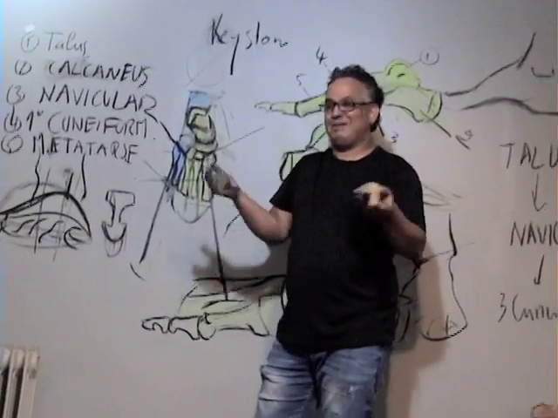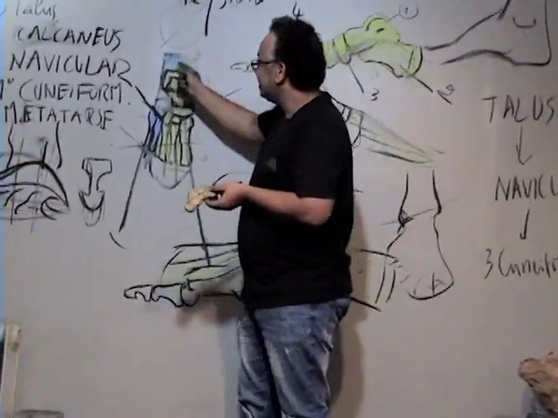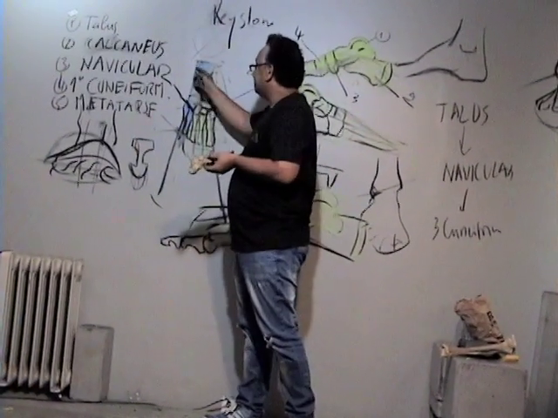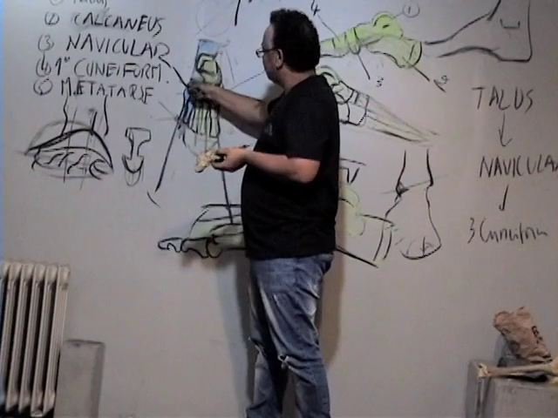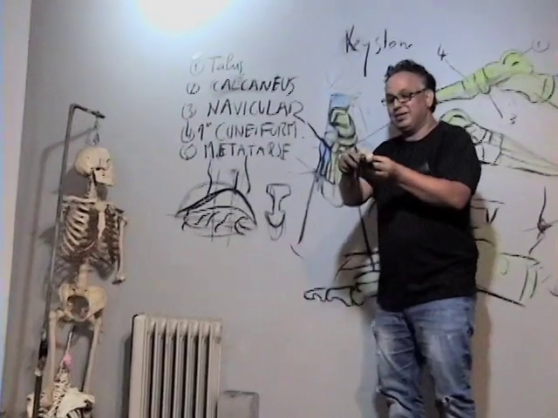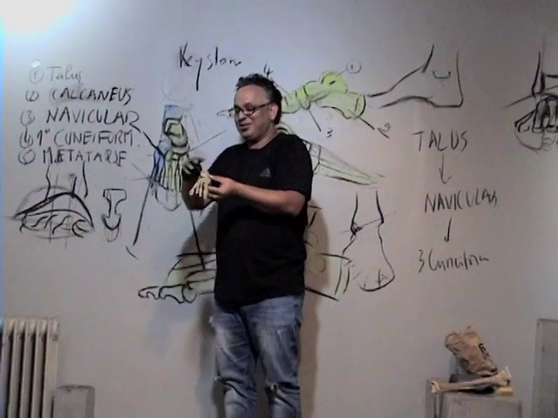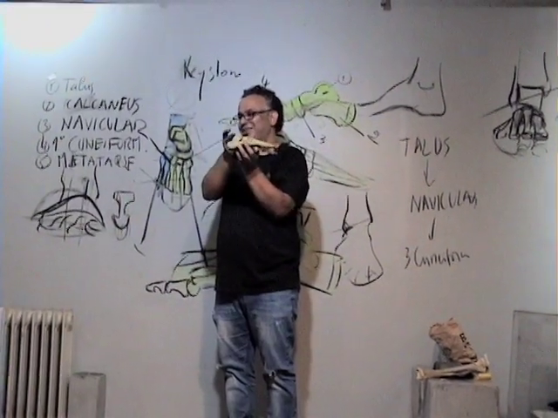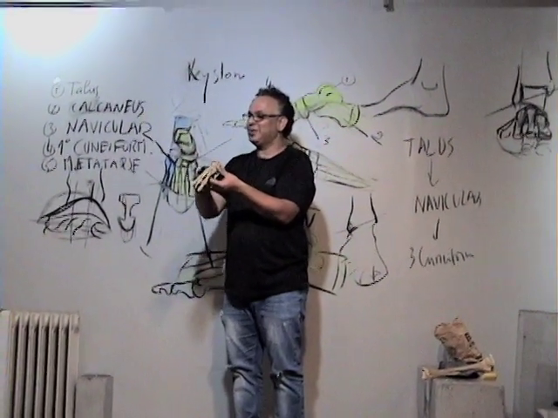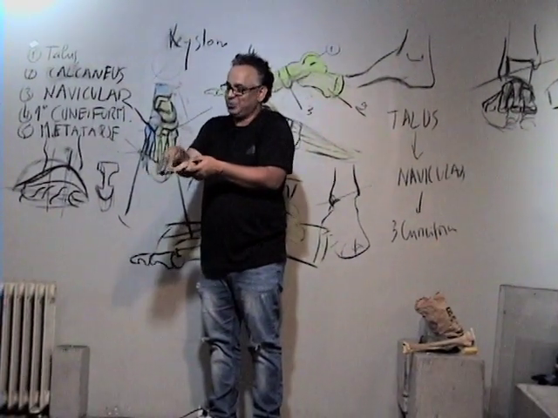to build hospitals and huge creations in architecture, because it's just amazing as an idea, as a concept. It's amazing how the cuboid comes to connect with the three cuneiforms to avoid the difference of level. So here is a different level. Thanks to other small bones, we find the same level, and we continue our path to the phalanges.